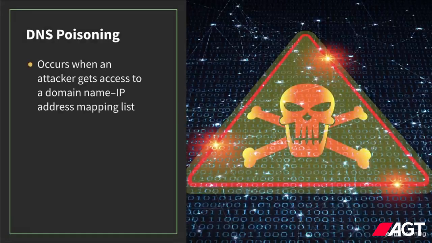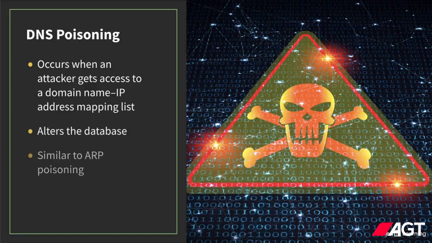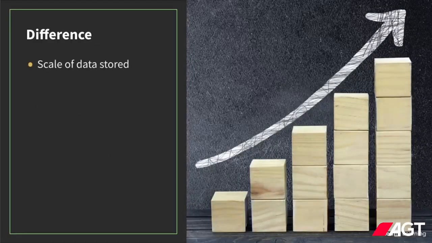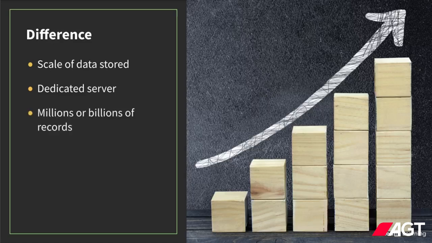DNS poisoning occurs when an attacker gets access to a domain name IP address mapping list or database and alters it for malicious purposes. The concept is very similar to that of ARP poisoning. The only difference is the scale of the data stored. First of all, we use a dedicated server to store the DNS information. Second, we're talking about millions or even billions of records.